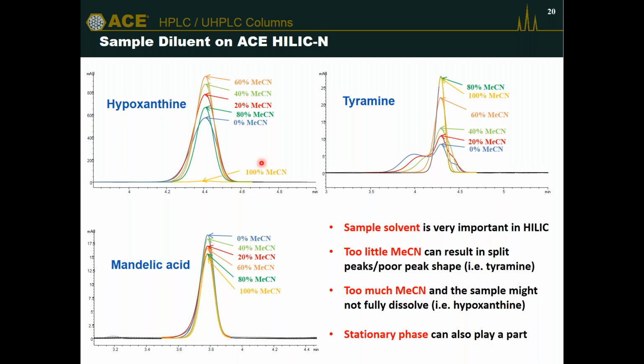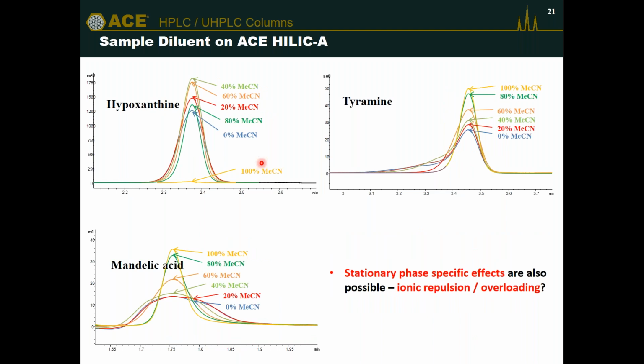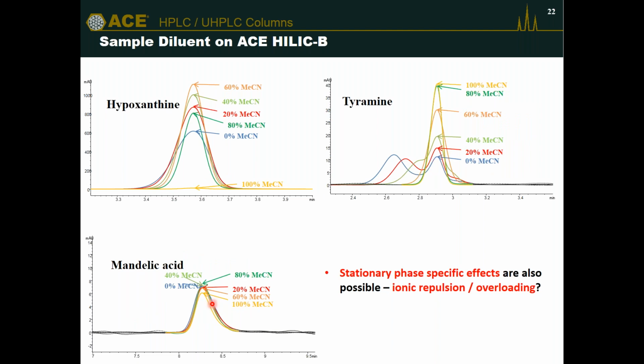Now, the type of stationary phase can also play a part in your peak shape for your chromatography, not just the solubility. So, for instance, here we have the acidic column, and we can see that potentially we've still got some issues with tyramine here, but also the acid now possibly suffering from overloading effects on the acidic column down at low amounts of acetonitrile. And then finally, on the basic column, the acid and the polar neutral look reasonable, but the base here you can see again at low amounts of acetonitrile, there's a bit of splitting, which is probably more to do with solubility.